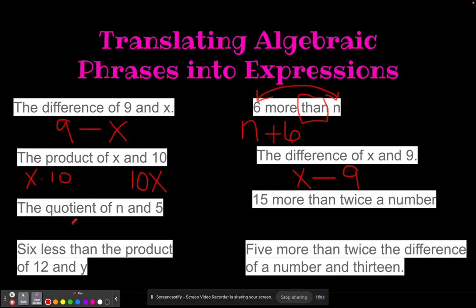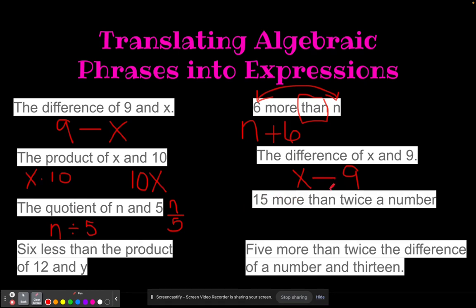The quotient means divide. So if I'm trying to find the quotient of n and 5, I could write it like that. I could also write it like a big kid and say the quotient of n and 5. This means n is being divided by 5.